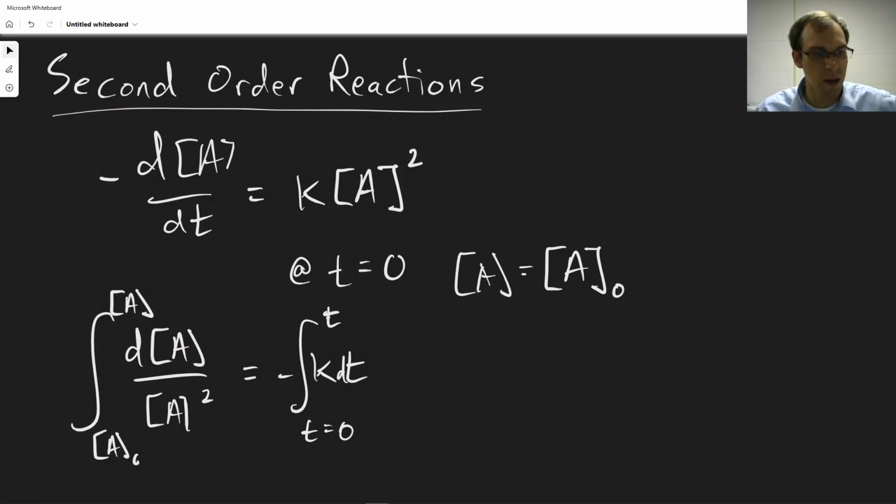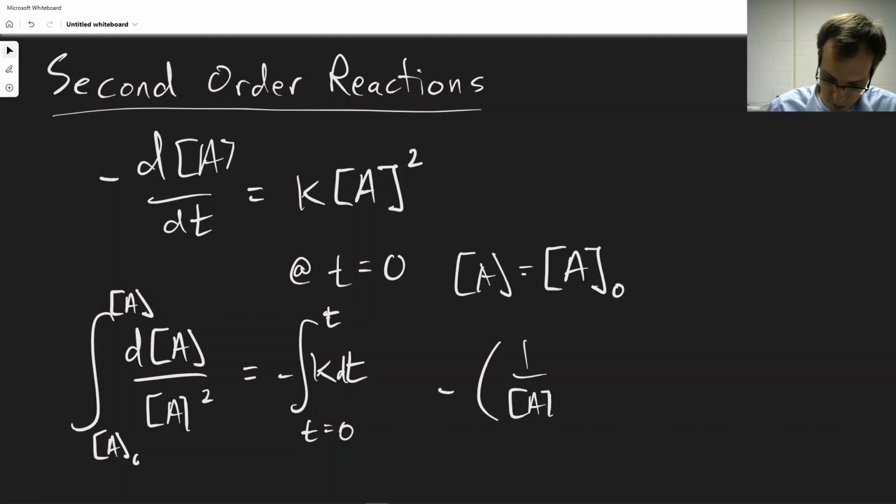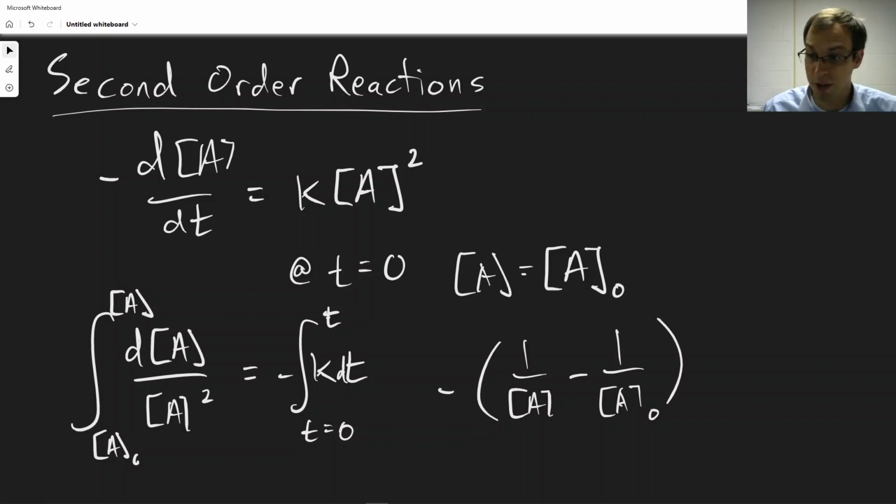And when we do this, we can solve this integral. On the left-hand side, we're going to get negative 1 over A minus 1 over A naught, because this is the derivative of 1 over x squared. And on the right-hand side, we'll have the exact same thing we did last time, minus kt. Now we have negatives on both sides, so those will become positive. And this is our rate law.